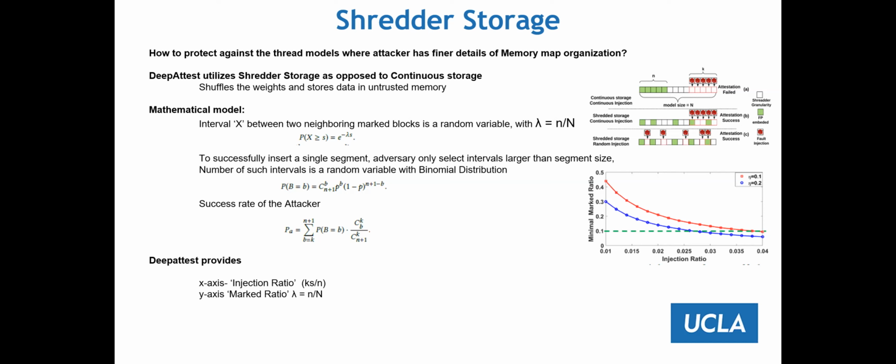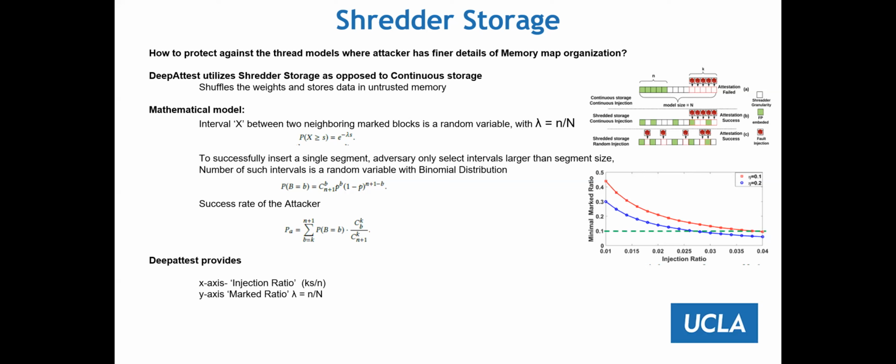That is the shredder process, which shuffles the weights and stores data in untrusted memory. This also constructs a very robust mathematical model. It's a very interesting result which proposes that there is a well-defined bound of how much an attacker can succeed against this process. That makes this algorithm even more attractive. This is just a probabilistic Poisson process that is going on here.